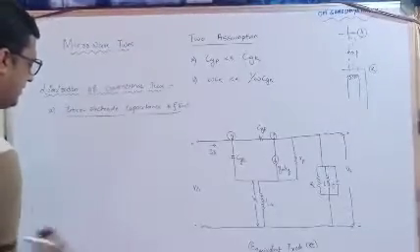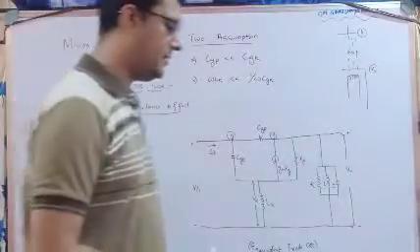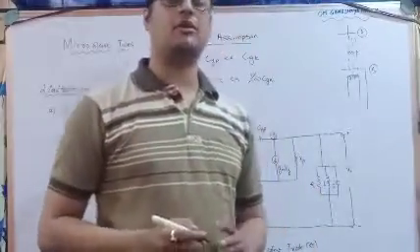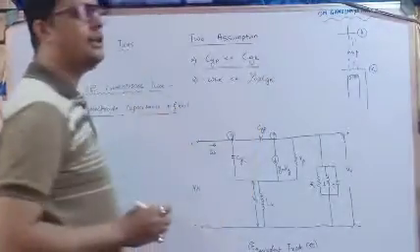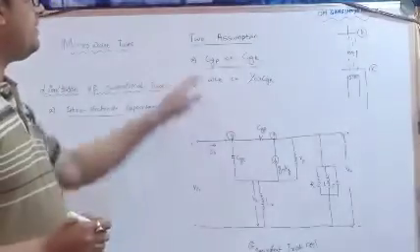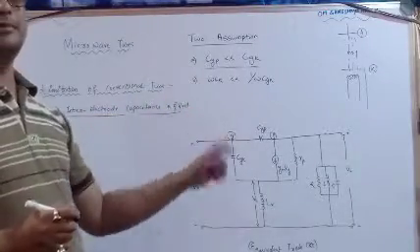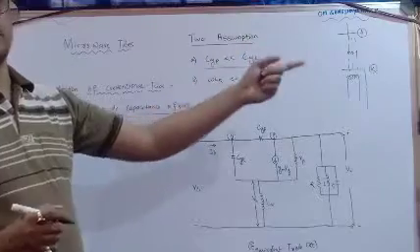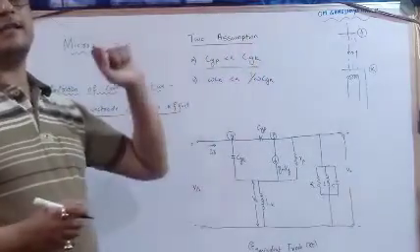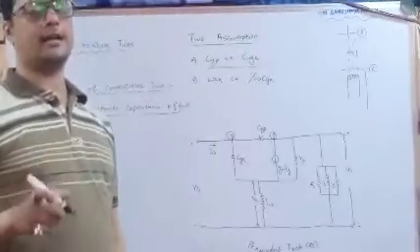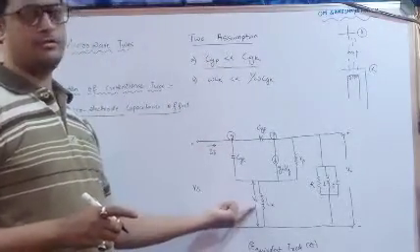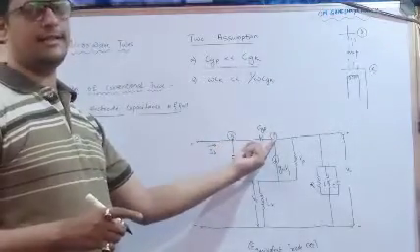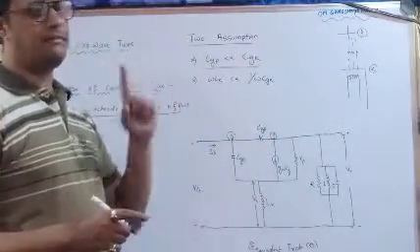Before proceeding to this analysis, first we need to assume what the capacitive values should be. First assumption is our CGP must be very much less than CGK. CGP means the capacitance between the grid and the anode, and CGK is the capacitance between grid and cathode. The capacitance between grid and anode must be less than that between grid and cathode. This is the first assumption.